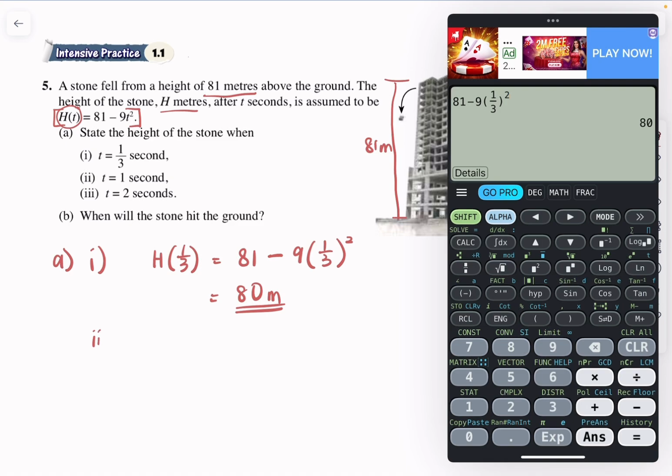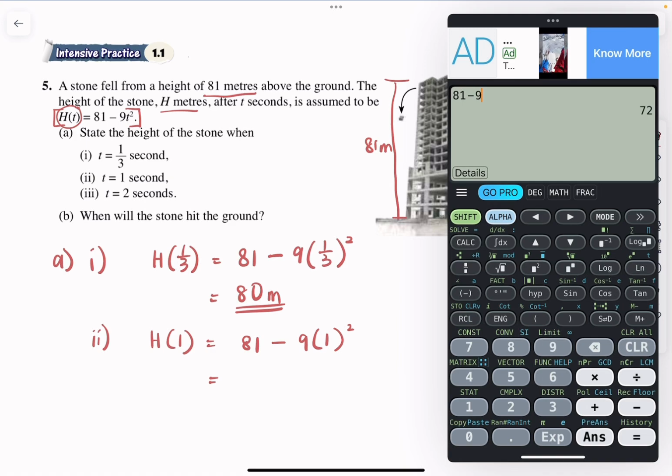Okay, from 81 it becomes 80. Then let's see what happens after 1 second. So h(1) is 81 minus 9 times 1 squared. So 81 minus 9, 1 squared is just 1. So we get 72 meters. So after 1 second, it has reduced in height because it's falling down.